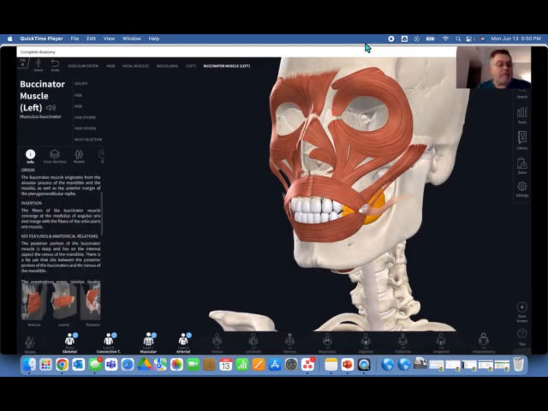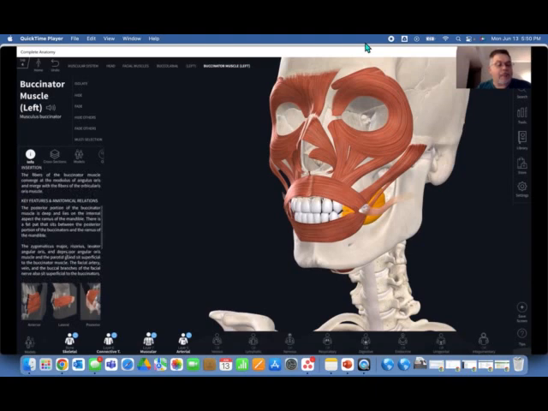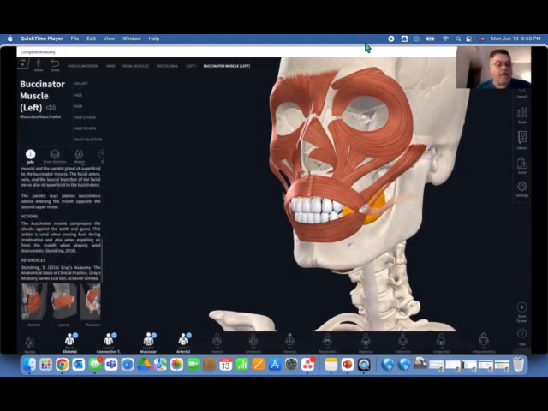Okay, so the buccinator, here's a good reference. It compresses the cheeks against the teeth and gum. This action is used when moving food during mastication, also when expelling air from the mouth when playing a wind instrument. So it gives us part of our embouchure, and we get our tightening of the lateral part of the cheeks through the buccinator.